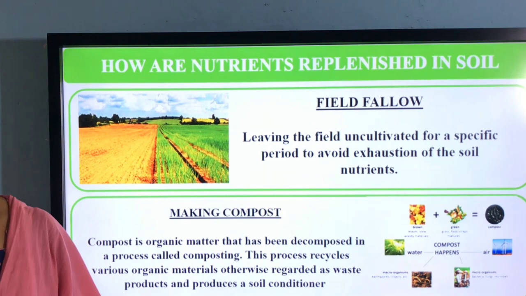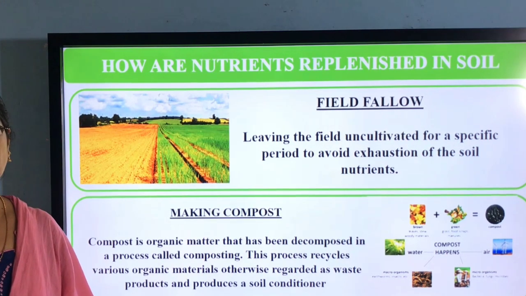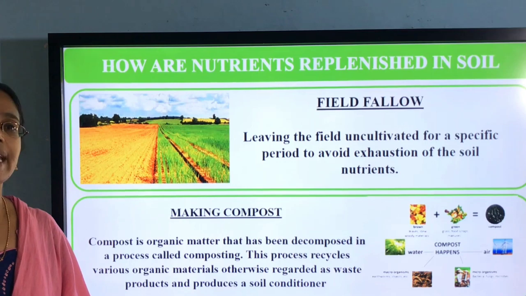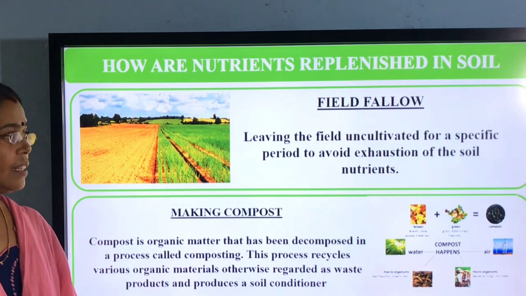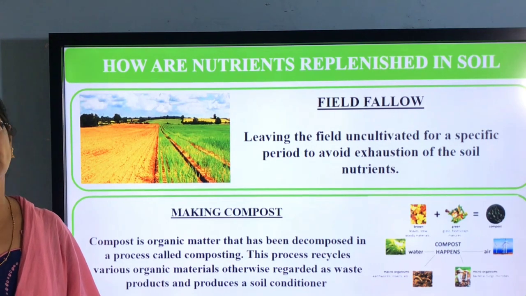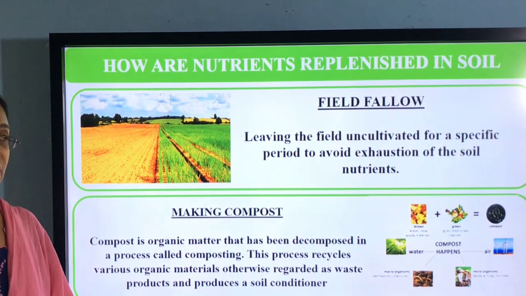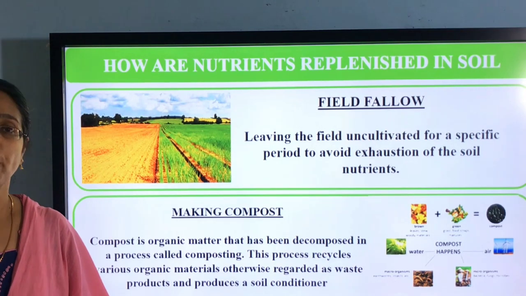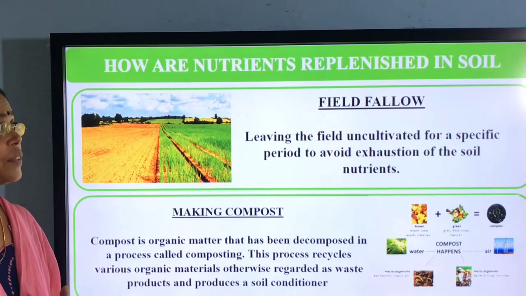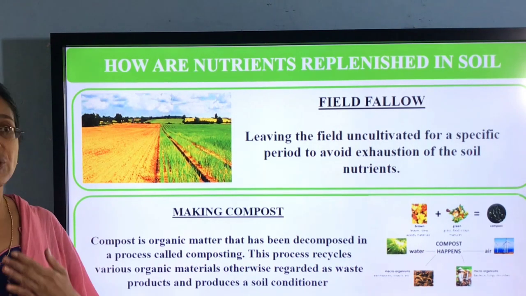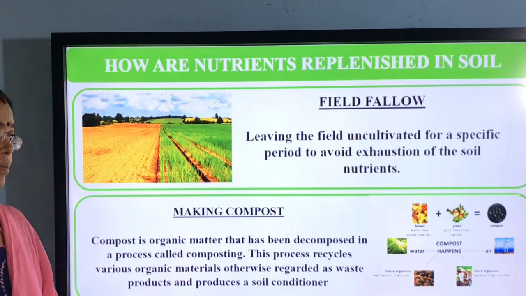The next method is making compost. So by using dead and decaying matter or decomposable material, we can make our own compost and we can put it in our field. By this method, we can enrich the nutrient content. So there are 6 different ways we can enrich it. The first thing is spreading manure and fertilizer, and growing leguminous plants, crop rotation, mixed cropping, field fallow, and also making compost.